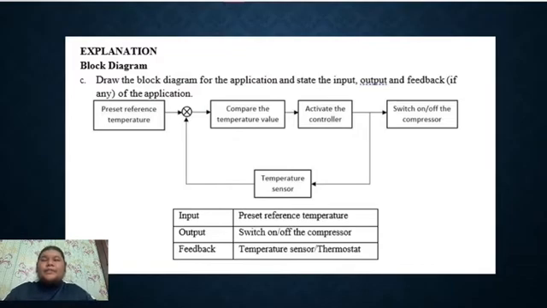Assalamualaikum and selamat sejahtera. My name is Ibnur, and today I will explain about the block diagram for part C. As we can see, there are three important things in this block diagram: input, output and feedback. For input, we use preset reference temperature. For output, we use switch on and off the compressor. And for the feedback, we use temperature sensor or thermostat.